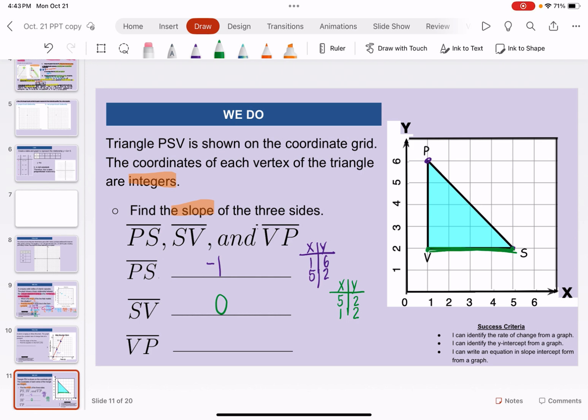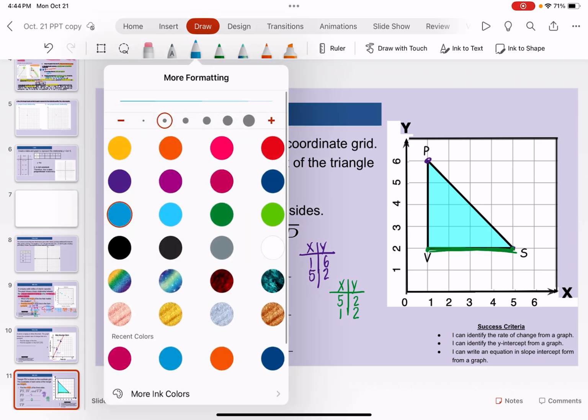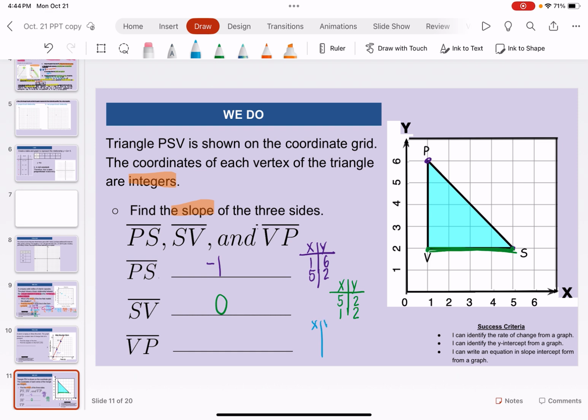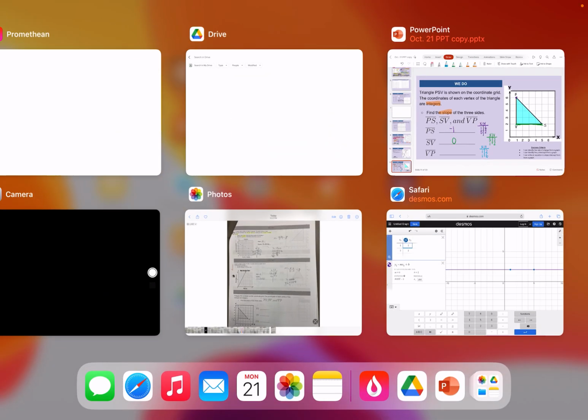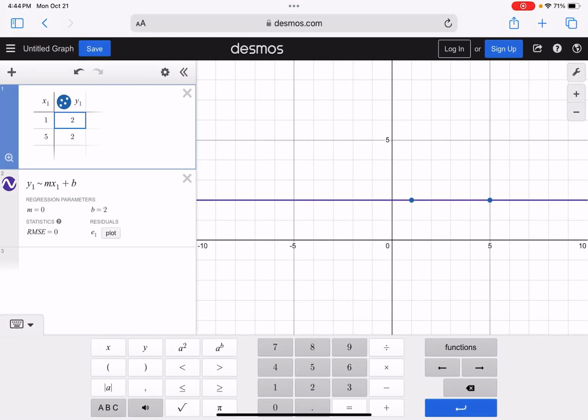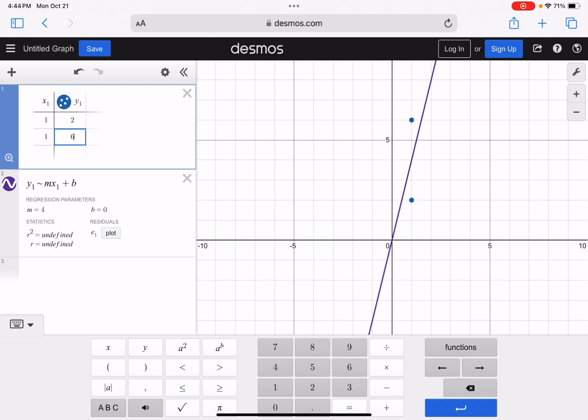And then the last one is for VP. So I'm going to make my last table. So V again is 1 comma 2. P is 1 comma 6. For this one, I want to show us how to do it on Desmos, but Desmos is wrong for this one. So we have that 1 comma 2. Then I have to change this to 1 comma 6. So you can see that Desmos tells us that my slope is 4.